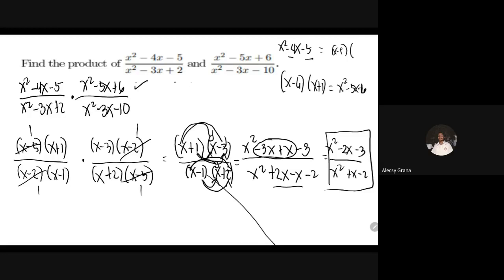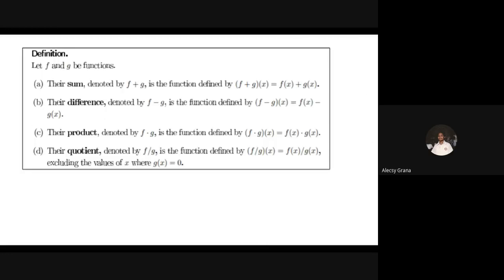Okay? So this is actually the lesson. So when you see operations of functions, by definition, let the functions f and g be two functions. The sum denoted as f plus g is the function defined. This is read as f plus g of x.